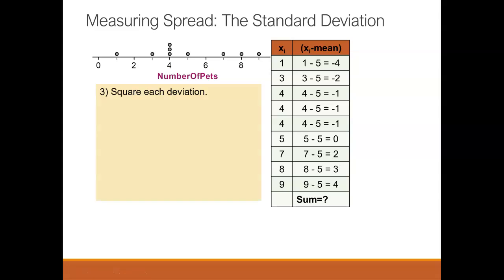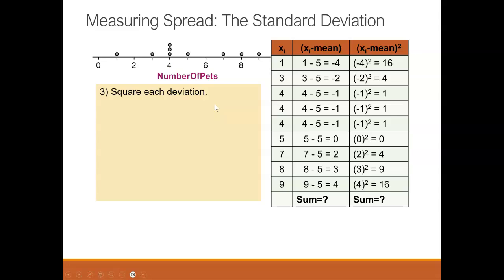So this is me just writing that down. The xi's are my observations, right? I have 1, 3, 4, 4, 4, 5, 7, 8, 9. And the mean we said was 5 already, so I just have 1 minus 5, 3 minus 5, etc. After I have the deviations, I square them.